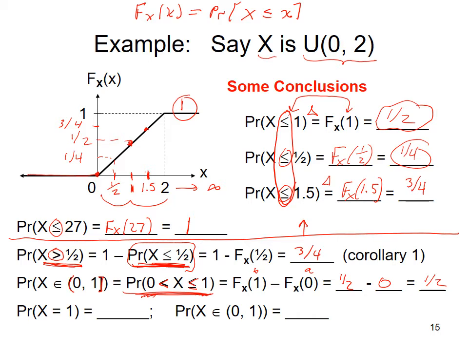Now this next one's a little bit subtle. This next one says, what's the probability x equals 1? All right, well, it's kind of a trick question. For continuous random variables, the probability of x taking any discrete value is 0. For any continuous random variable, the probability that x takes a specific value is 0. And we'll see that a little bit more rigorously in a minute.